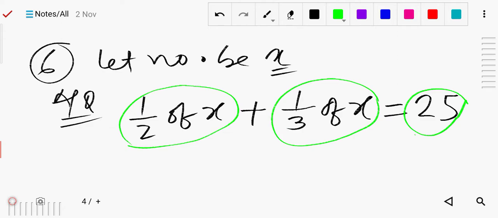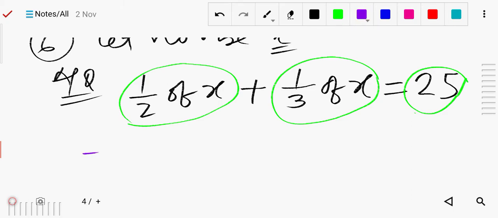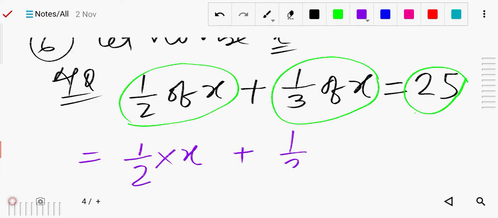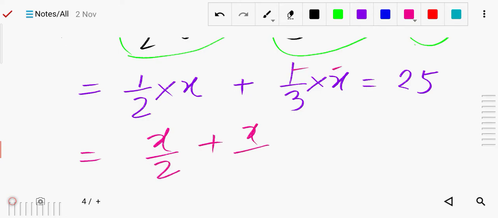Okay, now let's see, next we will solve this. So 1/2 of means multiply, so 1/2 into x plus 1/3 of means multiply, into x equals 25. First of all, we will solve it. So this we can write as 1 into x, so x/2, and here 1 into x, so that will be x/3, and which equals 25.